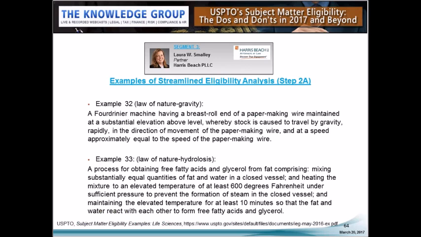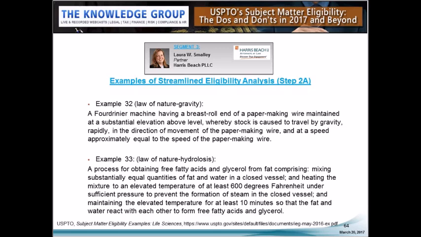An applicant's invention solved the problem of running the process at a slow speed by raising the paper-making wire on one end to a height substantially above the other end and using gravity to feed the stock into the machine at a faster speed. The actual claim is on the slide here, and it's not directed to a judicial exception. Although it operates using gravity, which is a law of nature, it doesn't seek to tie up this law of nature, and it's clear that the claim as a whole amounts to significantly more than the mere use of gravity because it provides meaningful limitations of the law of nature.